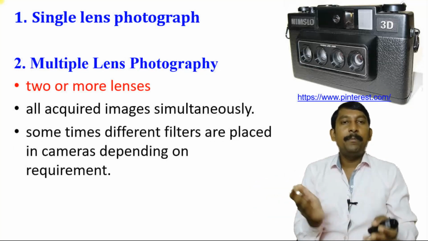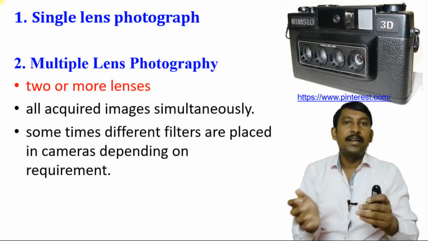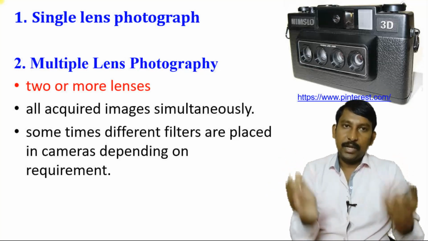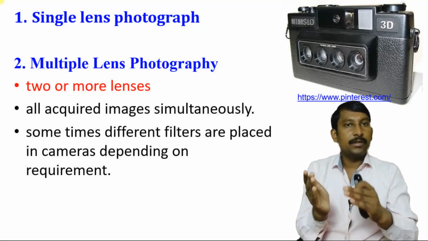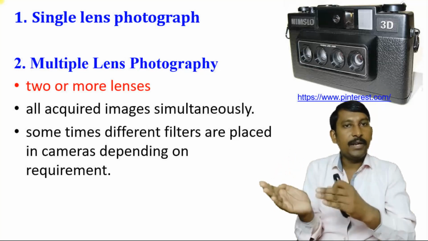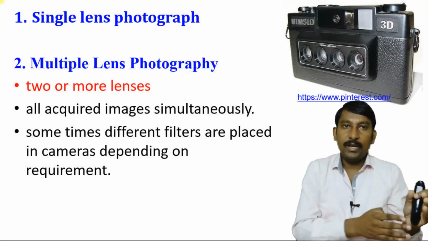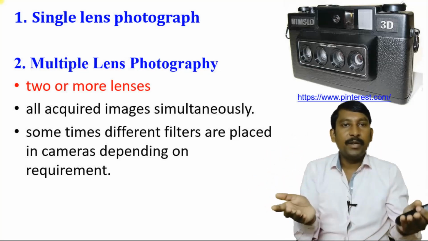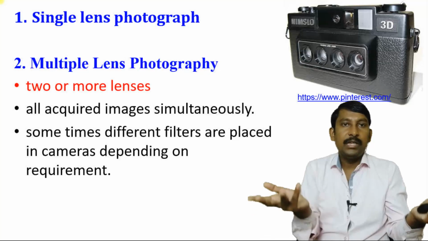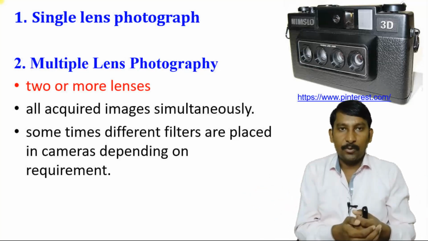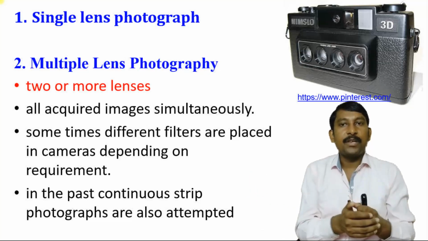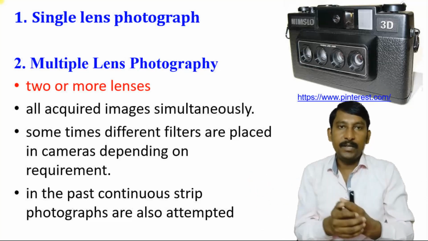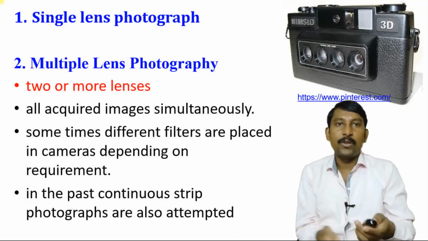Sometimes different filters are placed in the cameras depending on the requirement. For example, you can use an ultraviolet filter on one camera, an infrared filter on one camera, and a panchromatic filter on one camera. It depends on the requirement of the aerial photography. In the past, continuous strip photographs were also attempted with multi-lens photography. These are the most popular photography.